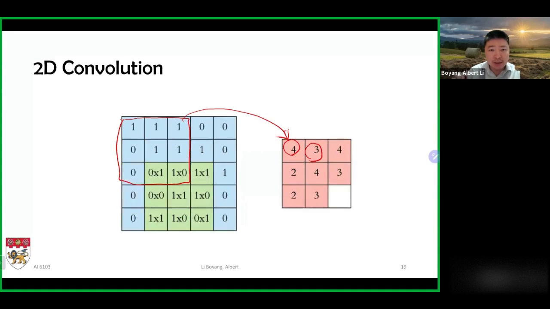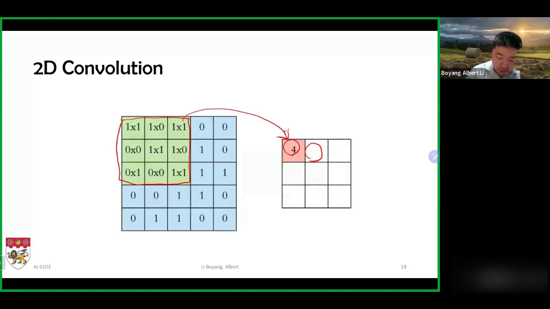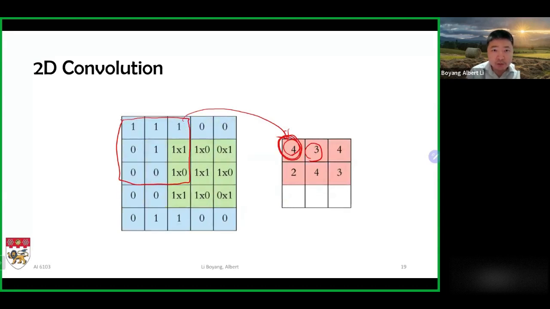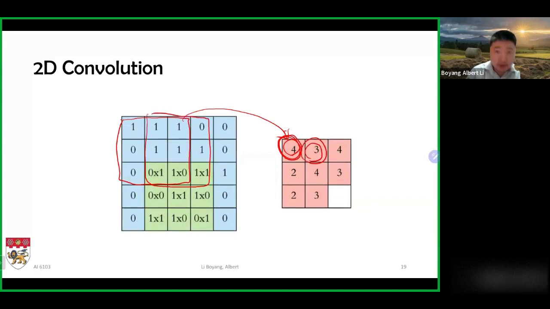It is local connections because this first position in the output is only connected to a small location in the input, right? It's only connected to these 9 values in the large input matrix. And the second output value is connected to another 9 values and so on, right? So this is the principle of local connections.